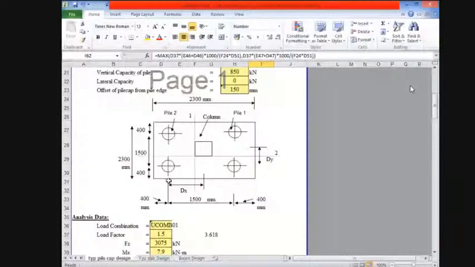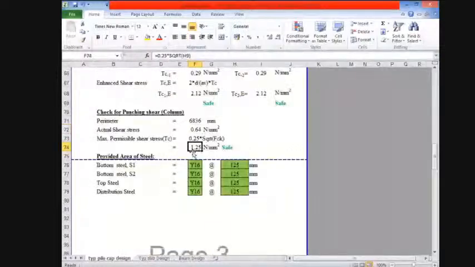Similarly, check the punching shear. This is the check at a distance of d by 2, so you have to check again at d by 2 distance. For that perimeter, as per the limit state method, the limit is 0.25 root fck. Based on that, you have to provide the steel.